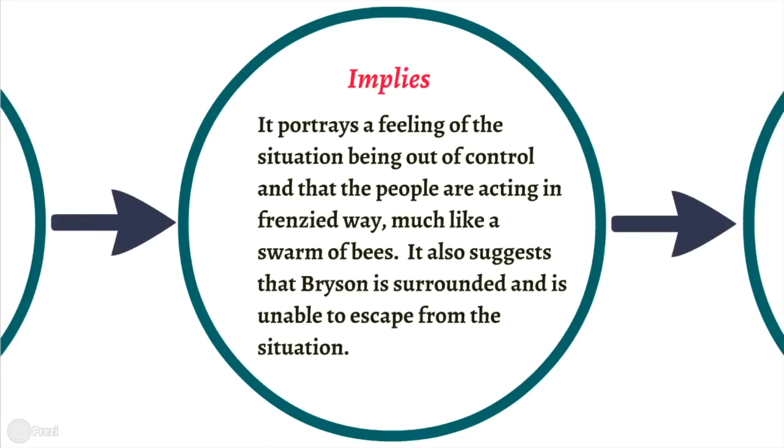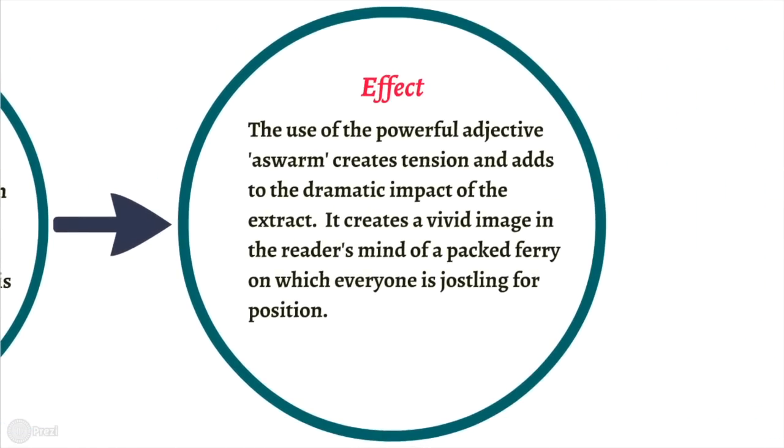Okay, so this is really important for you to do this. You're taking the word and thinking about the connotations of that word, so what's inferred. And then I've actually offered an alternative or additional suggestion. I've said it also suggests that Bryson is surrounded and is unable to escape from the situation. And then finally, I've talked about the effect on the reader.